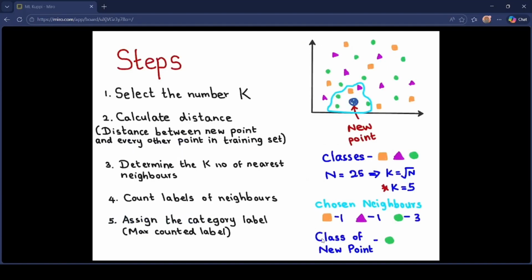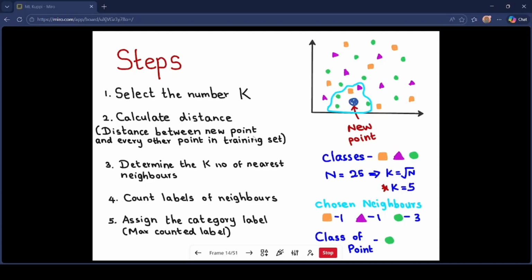And now, what are the steps? How do we classify using k nearest neighbor classification? First we have to select a k number using the previous techniques discussed. Here I've taken a random example with 25 data points and three classes: a square, triangle, and a circle. I've defined the k value using the square root method to be 5.